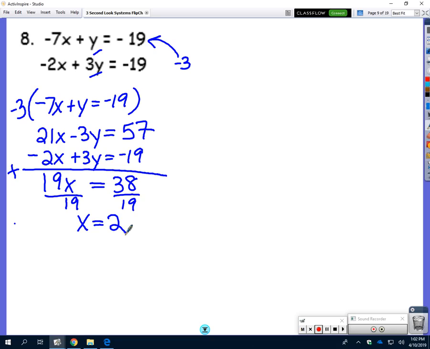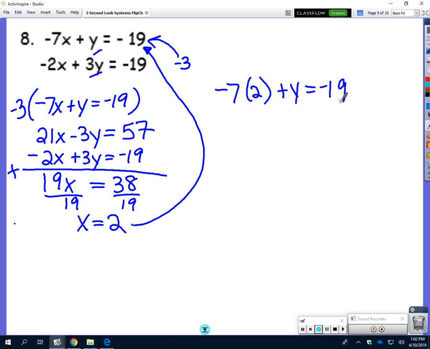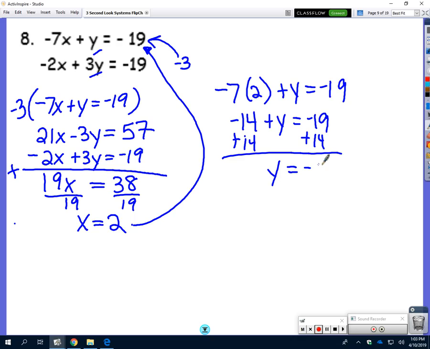Substitute into the original equation. So -7 times 2 plus y equals -19. -14 plus y equals -19. Add 14 to both sides. Y equals -5. So your point is 2, -5.